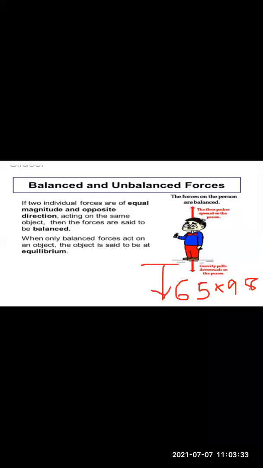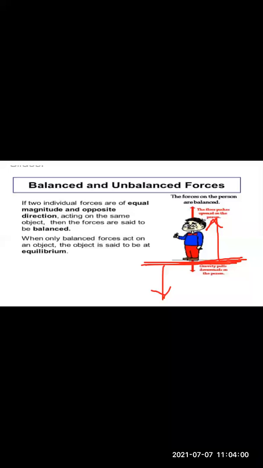Now what the floor does is, the floor, the ground, you can say, exerts an equal and opposite force on the person itself. So you can see how the force directions are shown in this picture. If the magnitude of the force is 65 into 9.8, a similar magnitude force will be exerted in the upward direction. So you say the force is balanced.